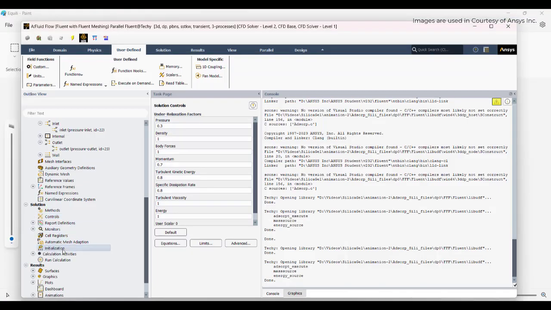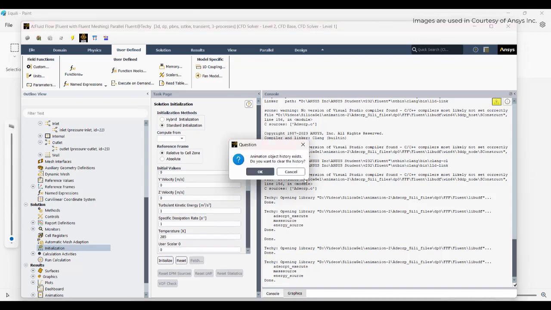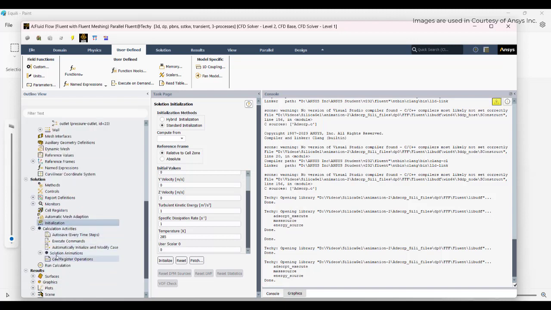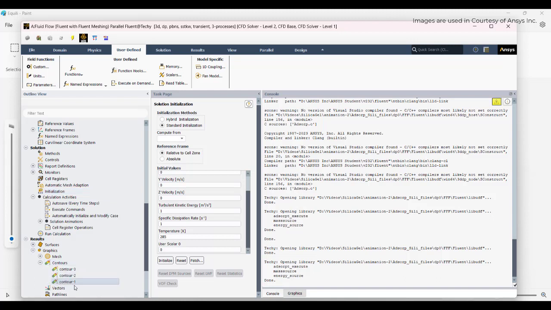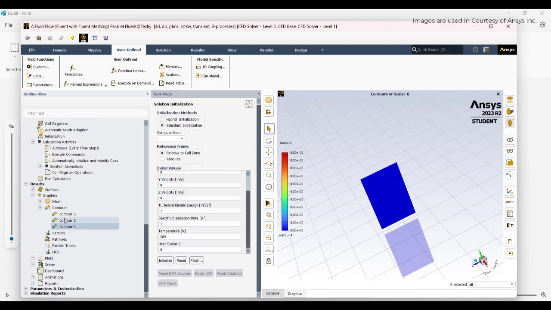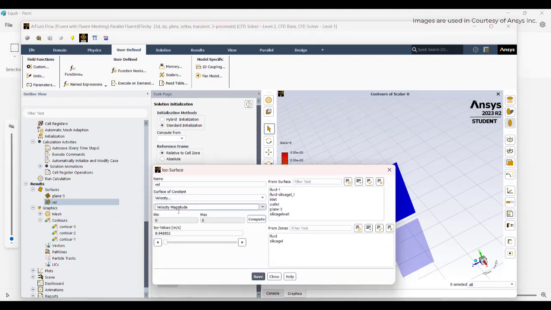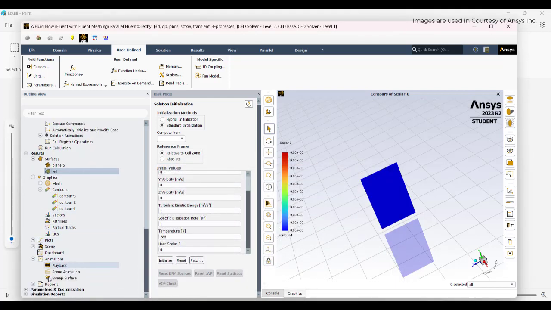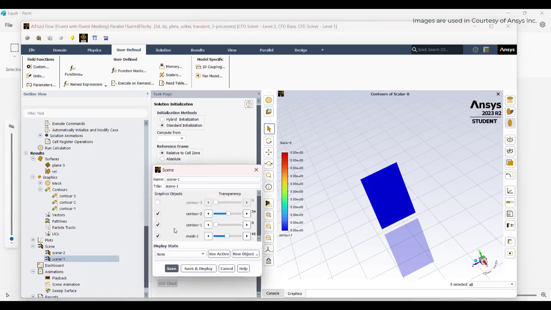Okay. Then go to initialization, initialize, and then you can just have a setup here for your contours. Contour 1 shall be selecting the plane 5, so user defined scalar 0, this will be 0 initially. Then I'll be selecting the iso surface with the velocity magnitude as 8.94 and click save, close. Then I'll be going to animations, sorry, scenes. In scene 1 I'll be selecting this contour 2, contour 1 as this, and I'll also create a new object called mesh, and the mesh I'll be selecting this. Now I'll click save display.